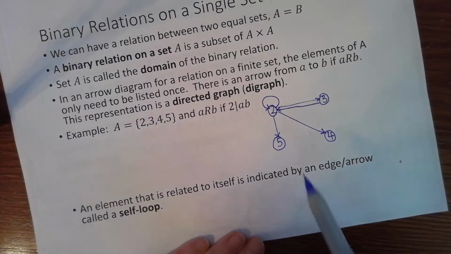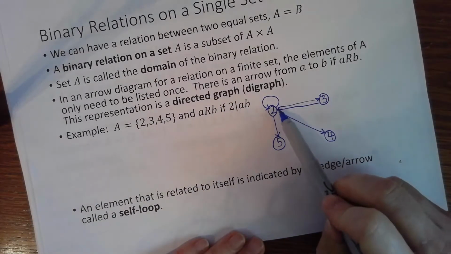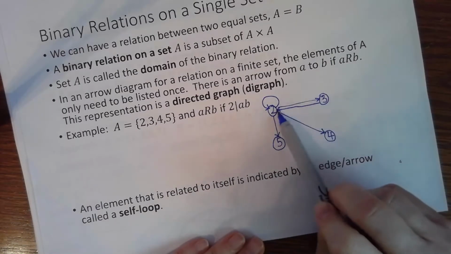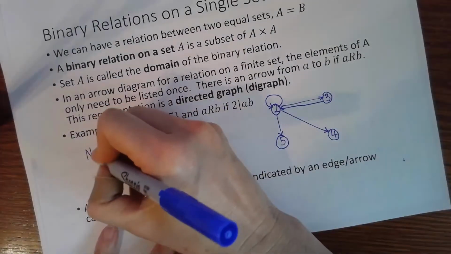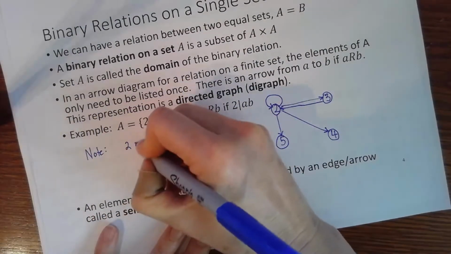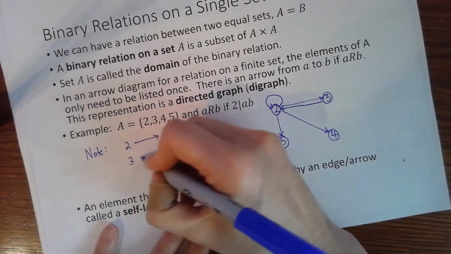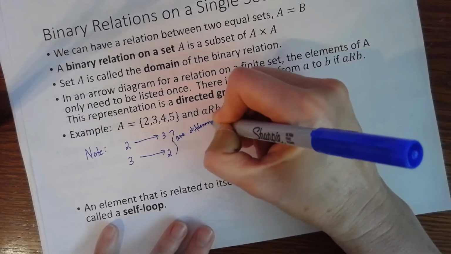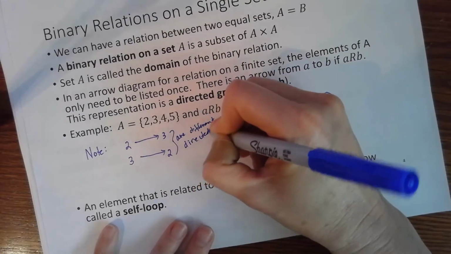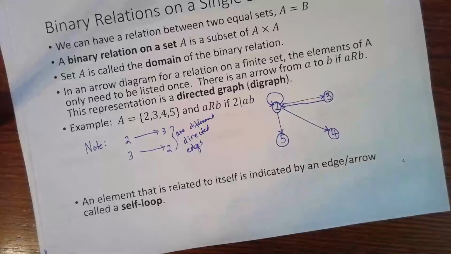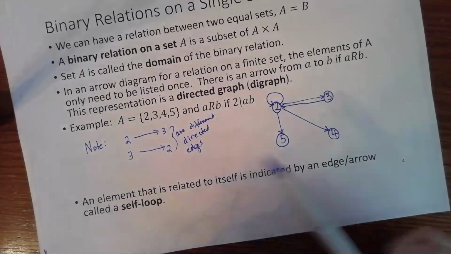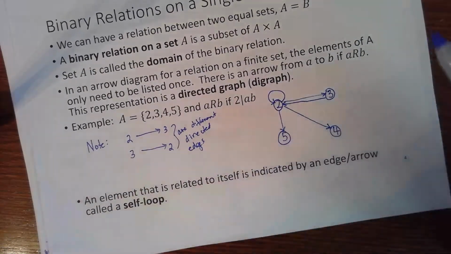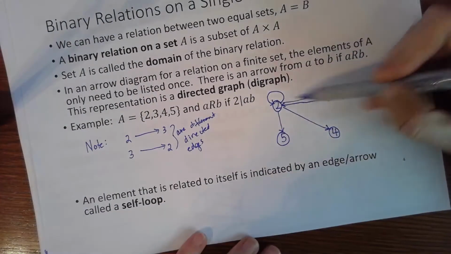Because the edges all have a direction, and the edge that goes from 2 to 3 is a completely different edge than the edge that goes from 3 to 2. It's directed. So maybe a little note here that this edge, 2 to 3, and this edge, 3 to 2, are different, called directed edges. And we'll see, especially in these relations, just because we have one of these doesn't mean that we'll have the other one. All right, so we decided 3 was related to 2.